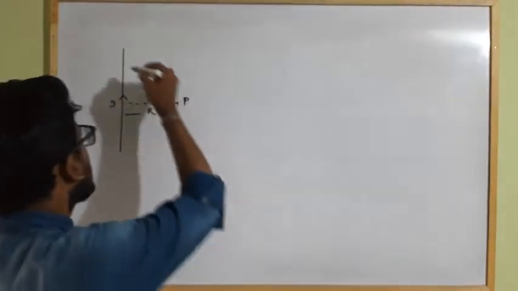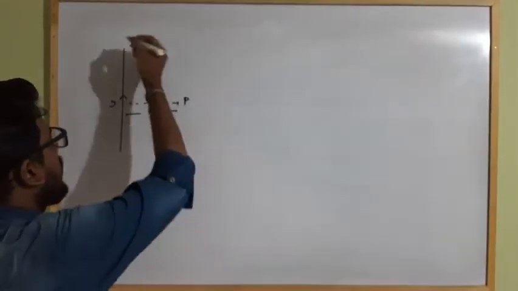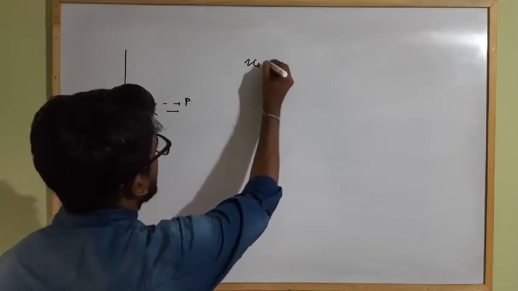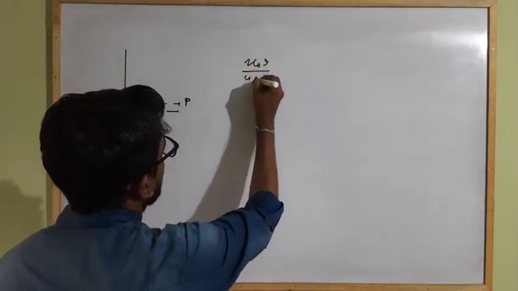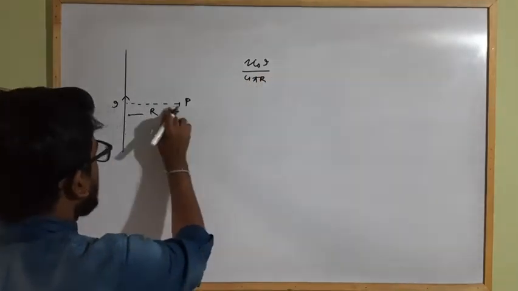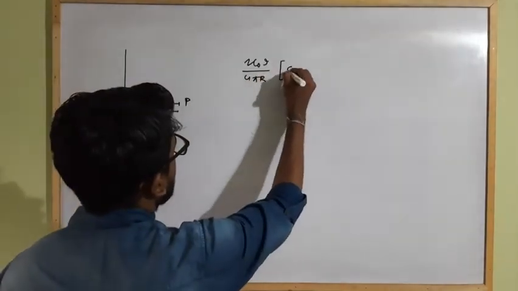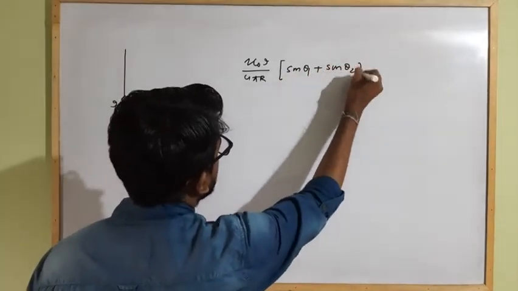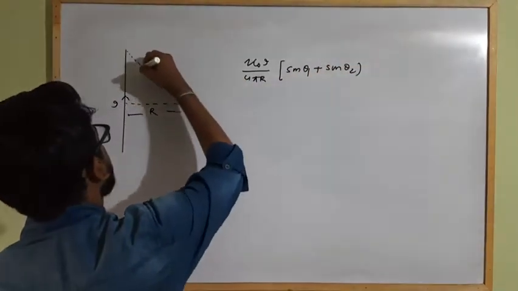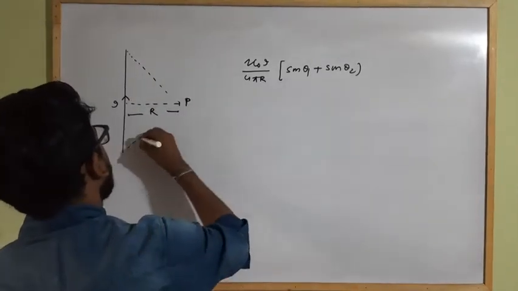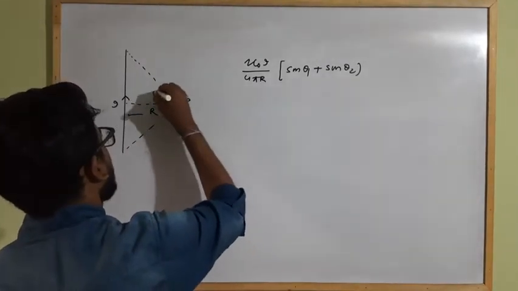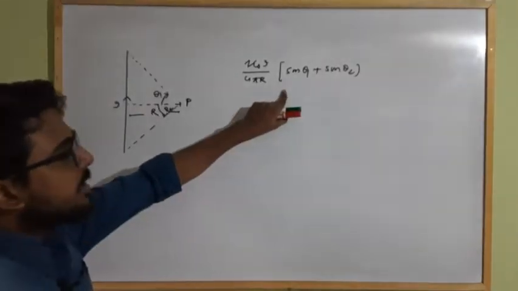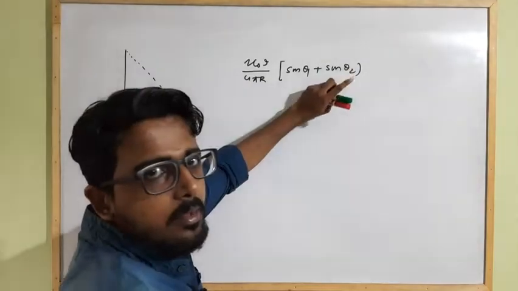As we know, for a finite current carrying conductor the magnetic field strength will be mu naught I divided by 4 pi r, where r is the perpendicular distance, into sin theta 1 plus sin theta 2. What are theta 1 and theta 2? These are the two angles made by the two ends of the current carrying conductor. This is theta 1 and this is theta 2. We derived this by using Biot-Savart's law.